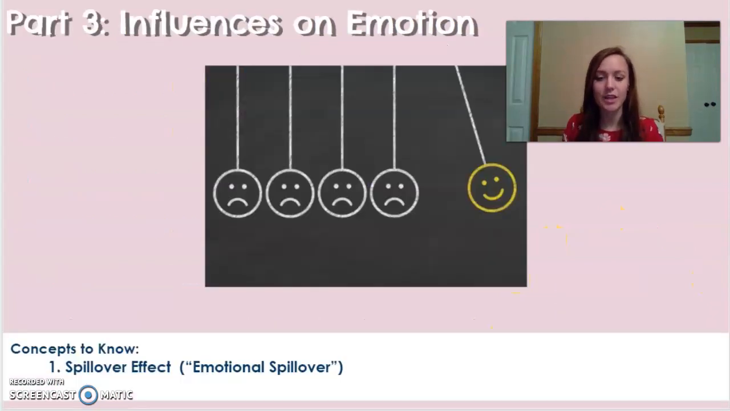So to start with, the spillover effect. I think it is a great name for this concept, because if you think of something spilling over onto someone else, that's a lot like what the spillover effect is. The spillover effect is the tendency for one person's emotions to affect how other people feel around them, and the people around that individual might not even be conscious of it.